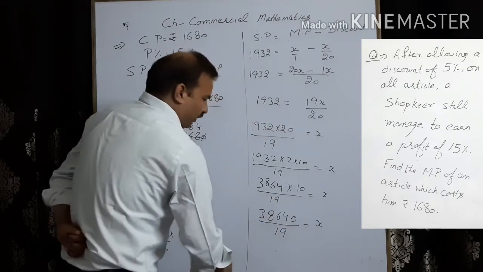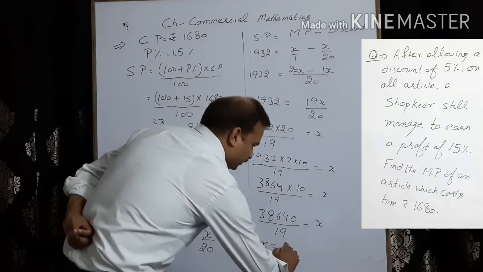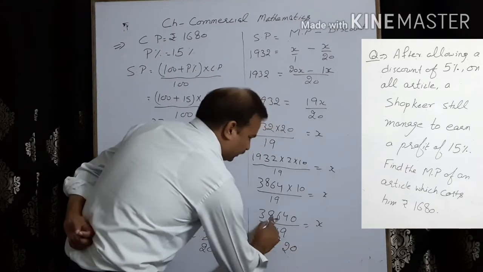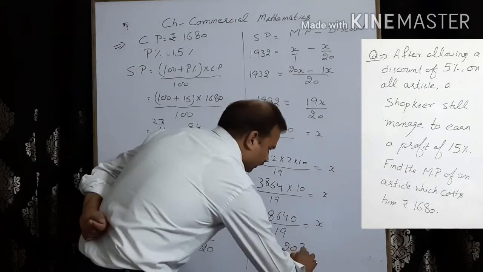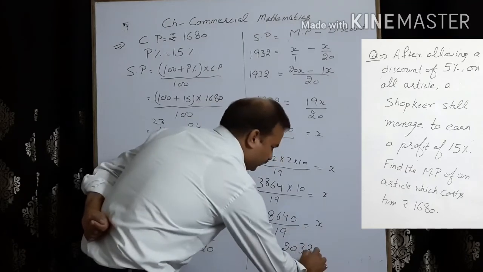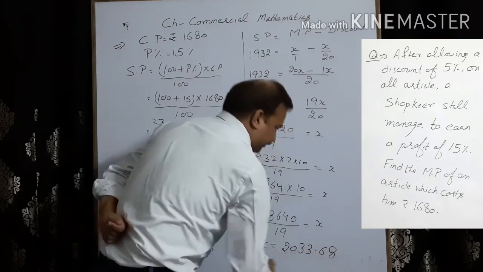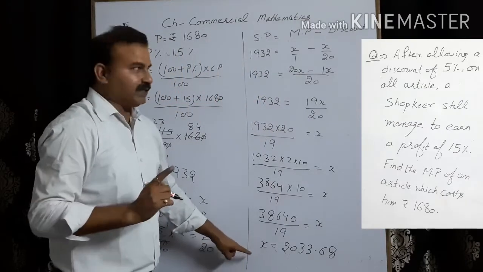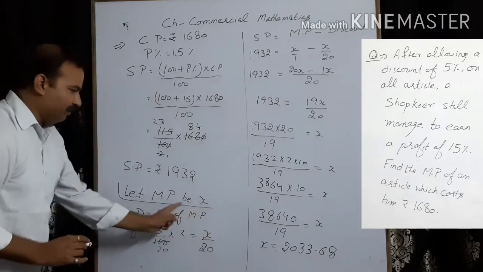Fine. When you divide, the value of x will be, 19 2s are 38, then 0, then 19 3s are 57, 70, 19 3s are 57, and this will become 6 and then 8. Now, what is x? That is a mark price. What we have considered here, mark price, that is MP, is equal to x.